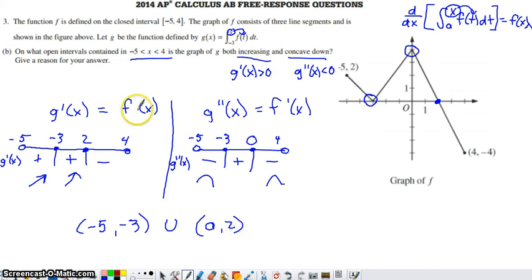Now what's the reason for your answer? I'm not going to write this out, but I think I verbally stated this earlier. The reason why we are increasing and concave down on these intervals is because those are the intervals where g prime is positive and g double prime is negative.